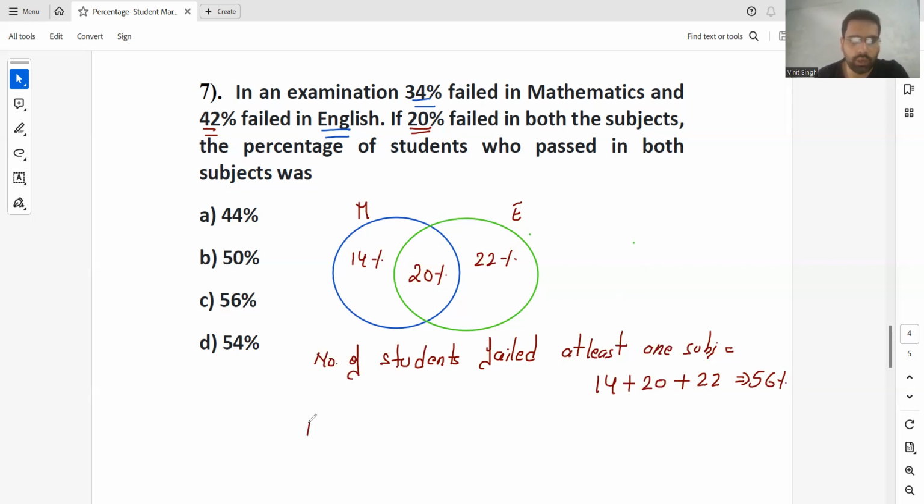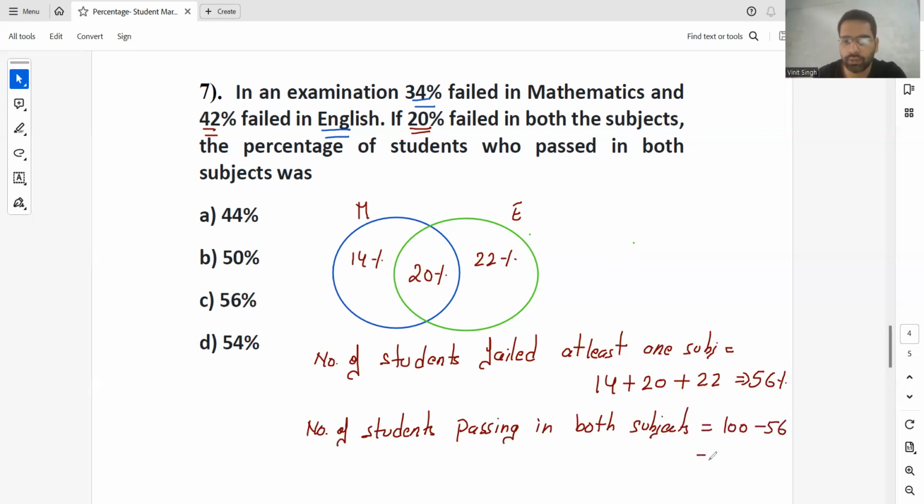So the number of students passing in both subjects is equal to 100 minus 56, which is 44%. 44% are those students who passed in both subjects. Get it? Same, you have to form a Venn diagram. After that, you will put the given values. Now you can easily find your answer, which is equal to 44%. Next question.